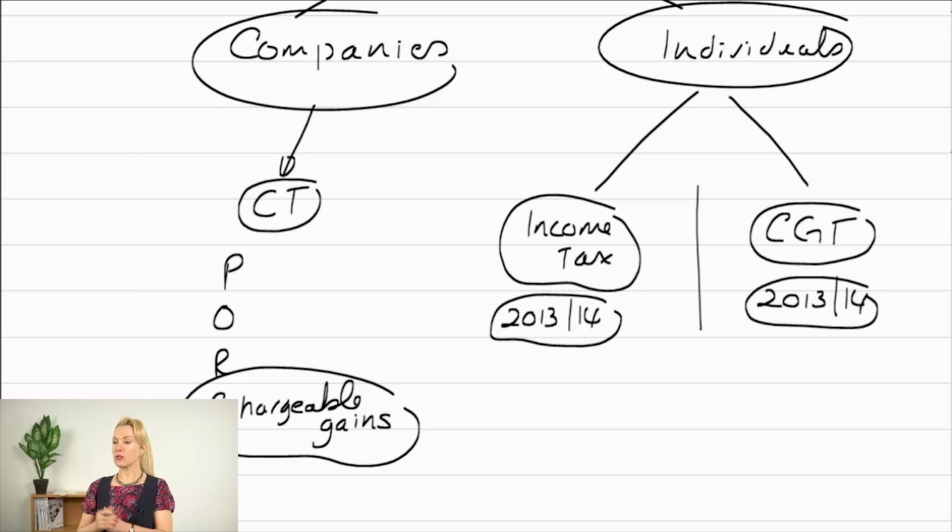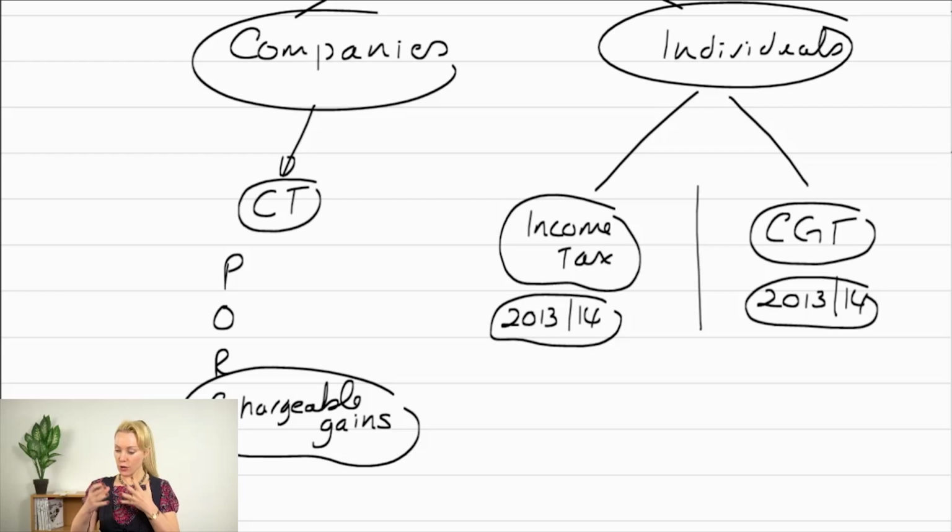So this is a very important difference between companies and corporation tax, and individuals and income tax and capital gains tax as two completely different taxes. What we're currently looking at is how to calculate gains for companies and individuals. We're mixing it up, trying to see the similarities and also the differences.